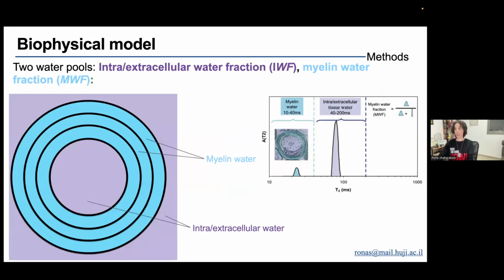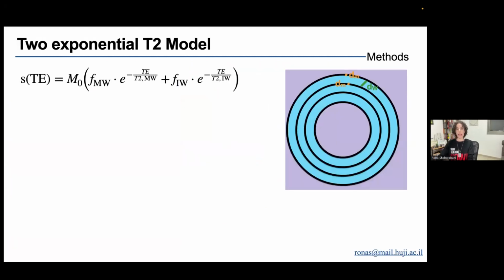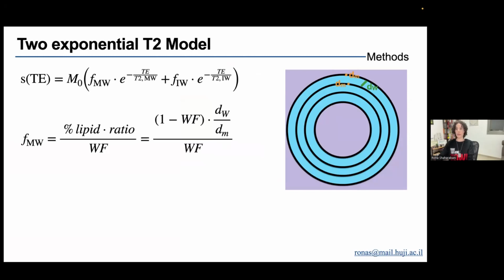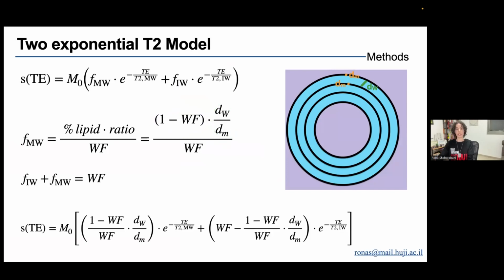So we developed a new biophysical model to estimate the myelin water thickness from the MRI T2 measurements. Our model is based on two water populations, the myelin water, again in blue here, and intra-extracellular water in purple. We assume that the sum of the two water pools is the total water fraction that we have in the system. We also define a new parameter, the myelin packing ratio parameter, which is defined as the ratio between the water gap, dW, to the membrane thickness, dm. The model is based on two non-exchangeable water pools and can be applied for any multiple echo data. We assume that the myelin water fraction is the non-water fraction multiplied by the myelin packing ratio parameter. Hence, the equation can be described using water fraction and the myelin packing ratio parameter.